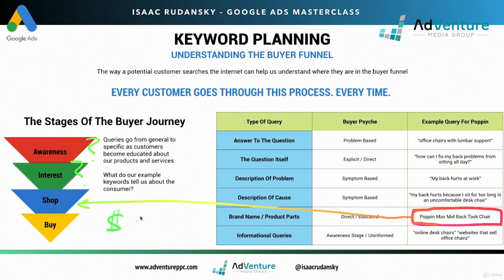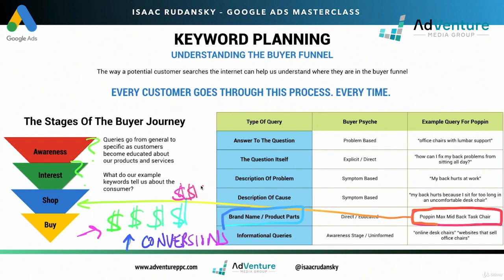So we're going to want to bid aggressively, the most aggressively. When people search for brand names, product parts, we want to bid the most aggressively. Why? Because it has the highest chance of conversions. We have the most likelihood of getting a sale. But the other reason why we have to bid the most aggressively, do you guys know, is because our competitors are also going to be bidding very aggressively.